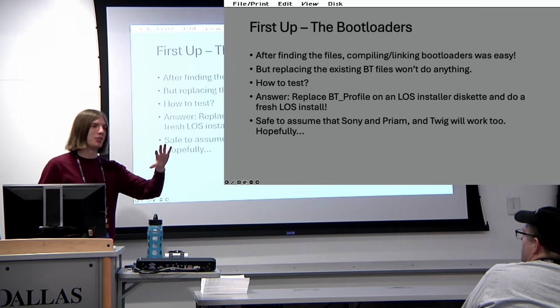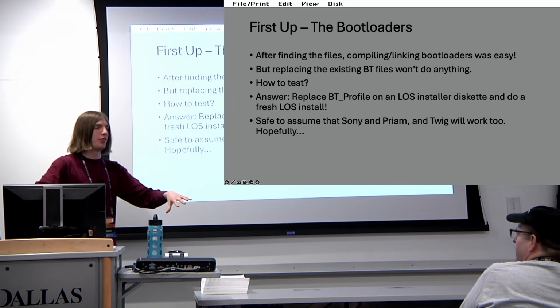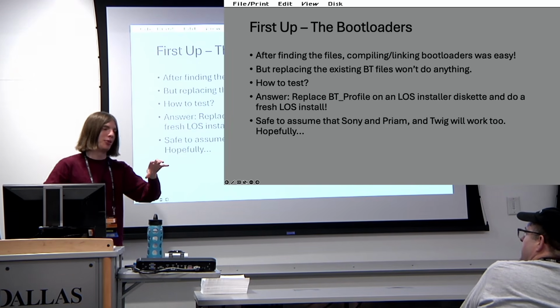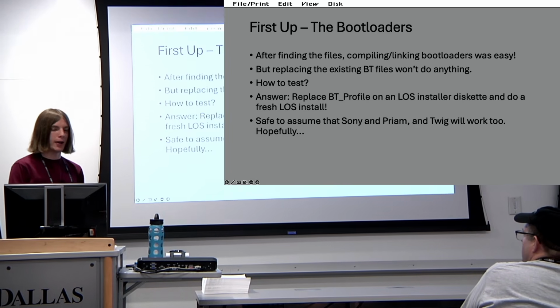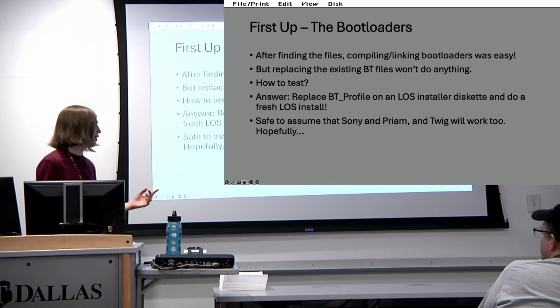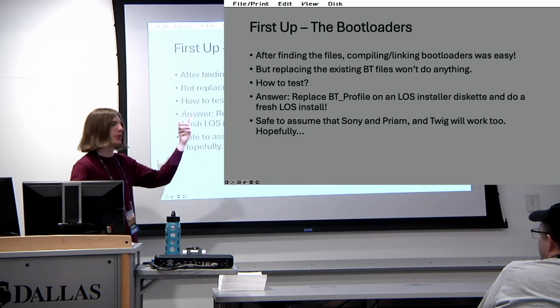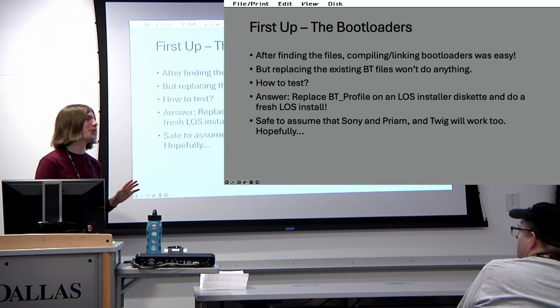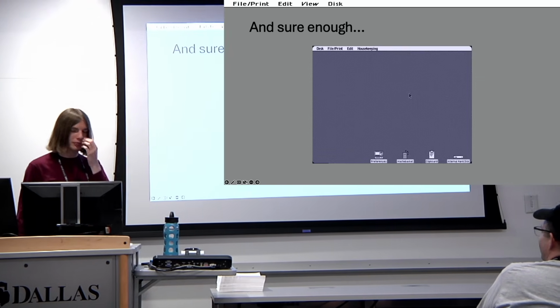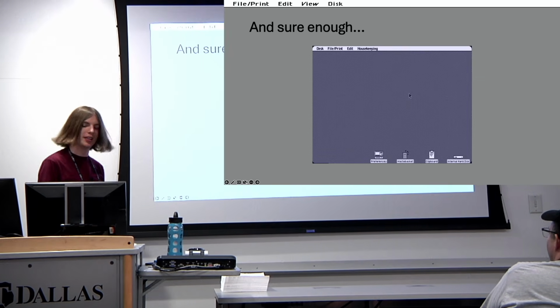We have to format a new disk and install the entire Office system onto that disk to make sure the bootloader gets copied over there and make sure that it boots. So this was pretty painful, but it worked, and I'm going to assume that Sony preamp and Twig worked too, given that profile worked. So if anyone wants to test that for me, feel free to, but I'm going to assume they work. See, ta-da, it works.